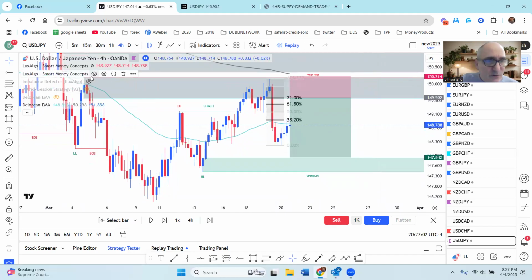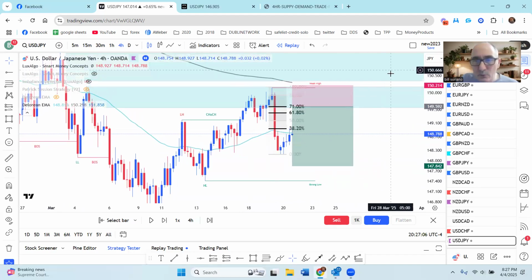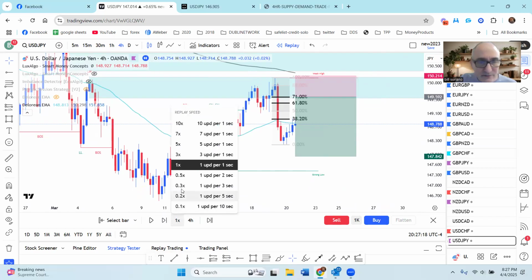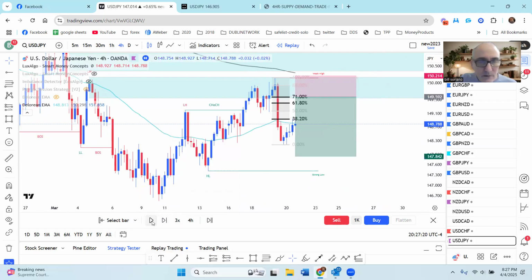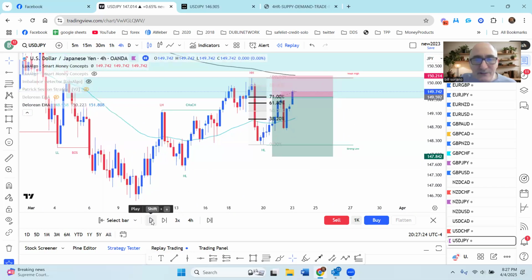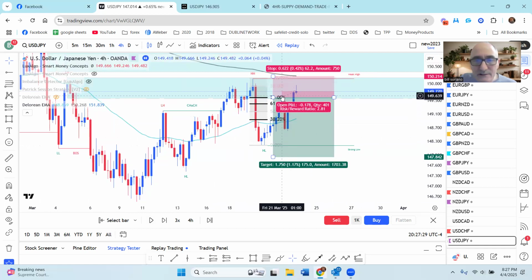Okay, so let's turn off all these other zones here, except the ones that we highlighted. Let's see if price comes back here to the 71, or if we maybe already took this trade. I'm not exactly sure, so we're gonna see this together here, right?